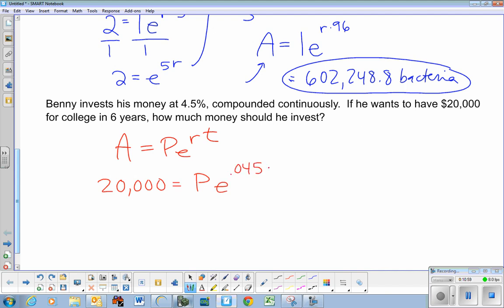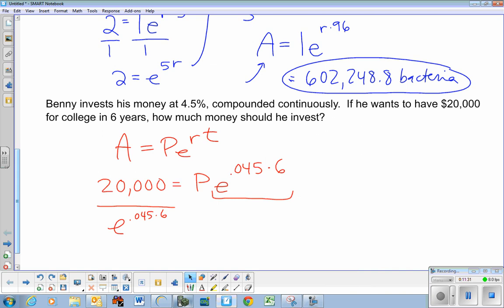0.045 times 6 years. Don't forget, a lot of mistakes happen by putting 4.5 instead of 0.045. These need to be in decimal form. If you use 4.5, your answer is going to be ridiculous. So make sure you check the reasonableness of your answer. So now I need to solve for P. Basically e to the 0.045 times 6 is just a number that I can divide both sides of this equation by.